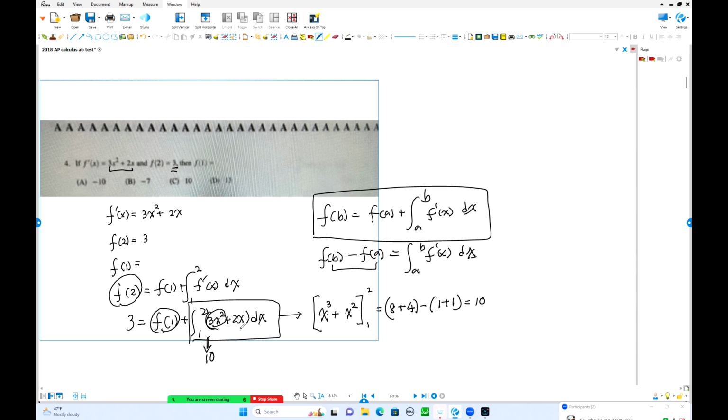So f of 1 is how much? We know that 3 equals f of 1 plus 10, so minus 10 on both sides. F of 1 equals how much? Negative 7, right? This is the fundamental theorem of calculus, FTC.